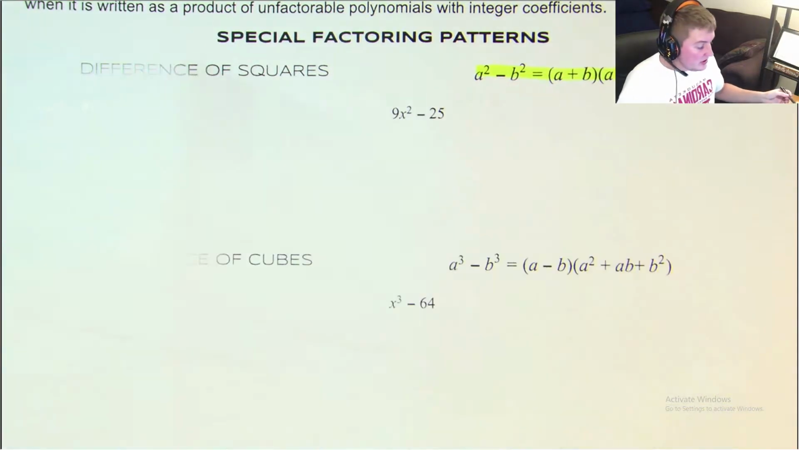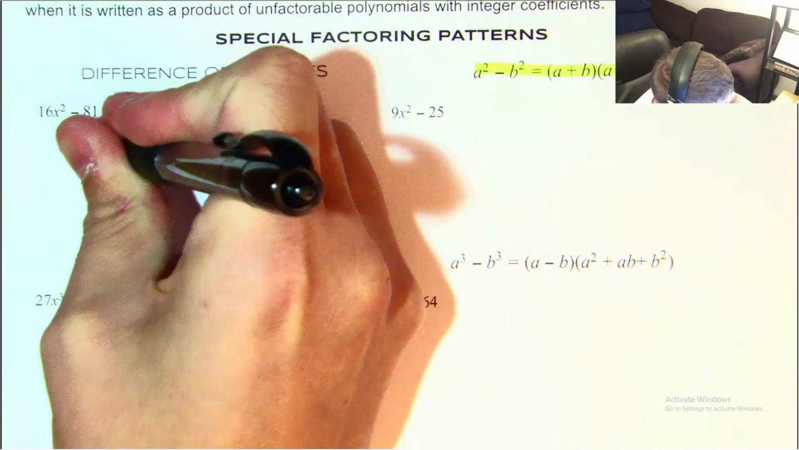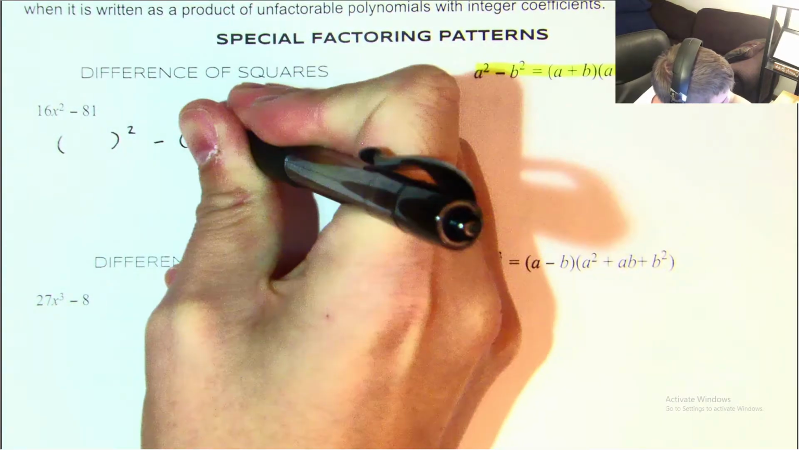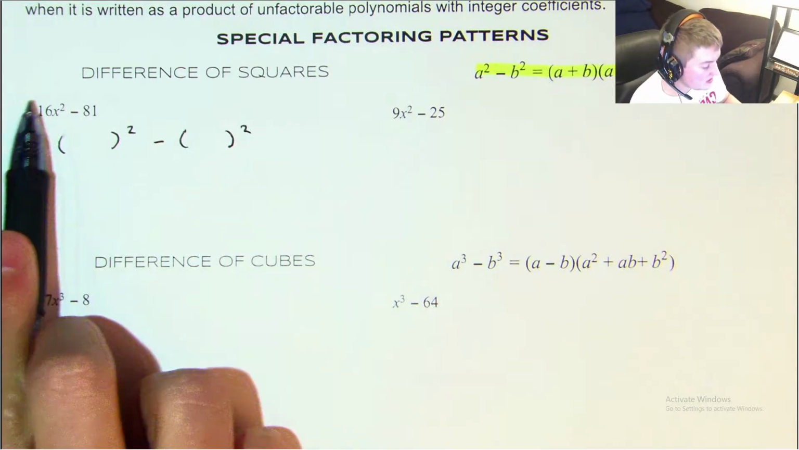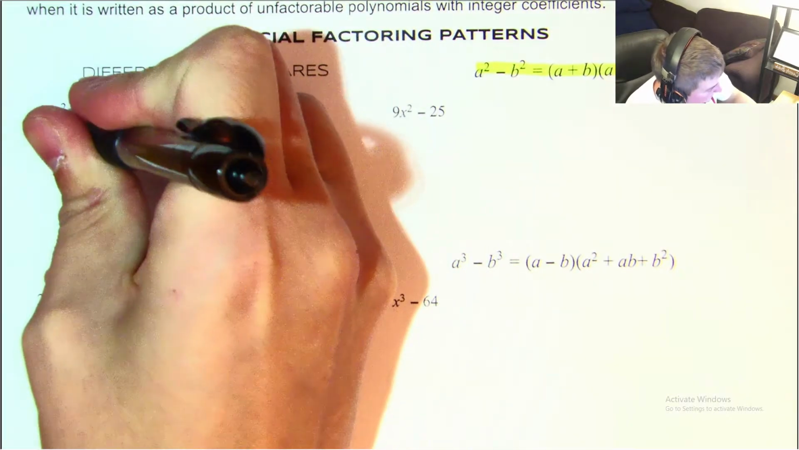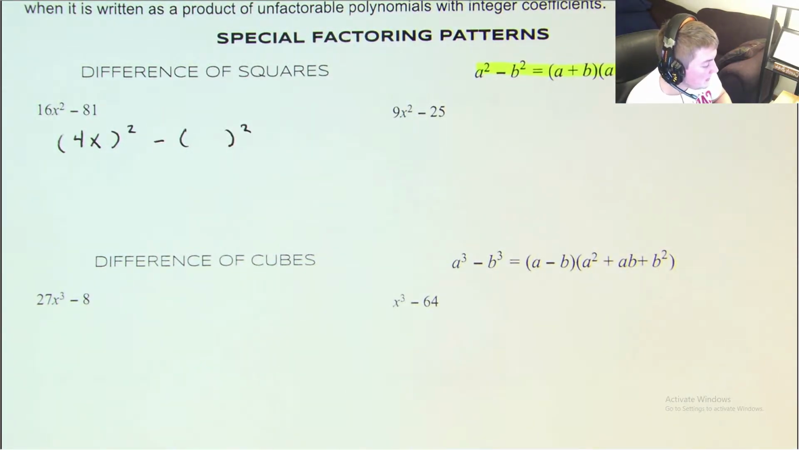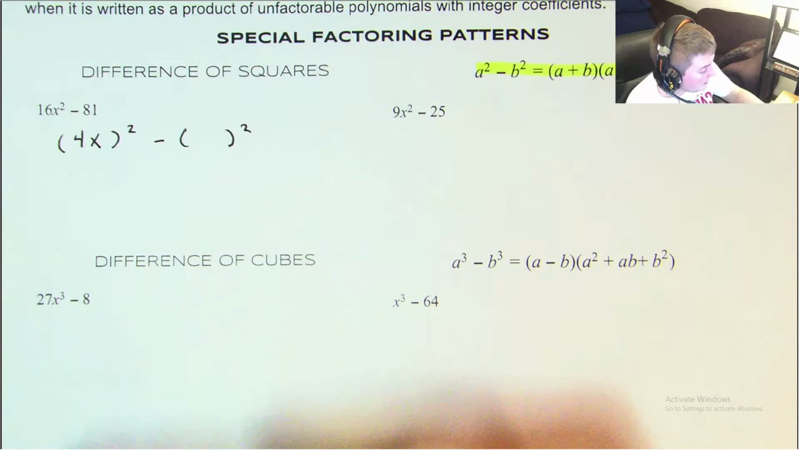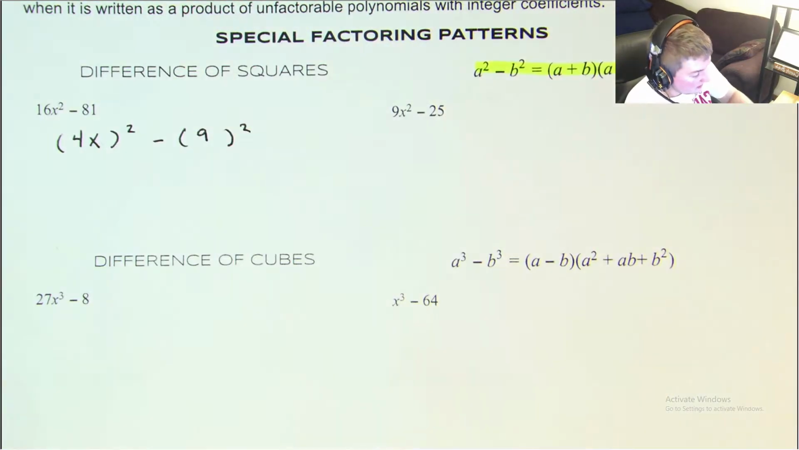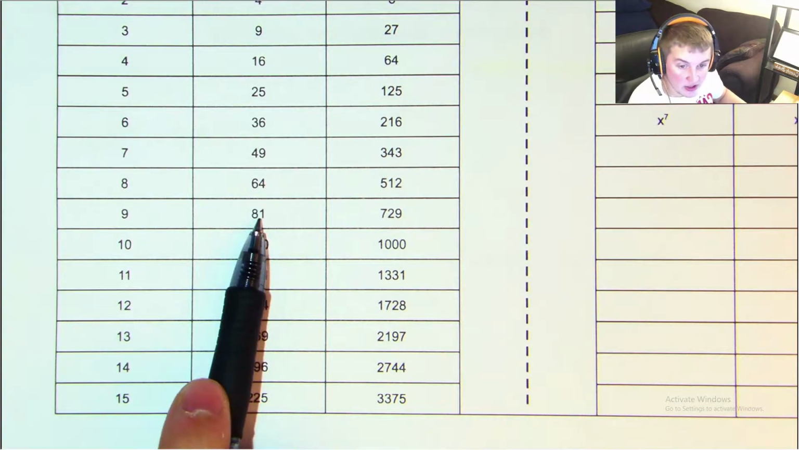So I'm going to rewrite this problem with 2 roots, each raised to a power. What's the root of 16x squared? What's the root of 16? It is 4. And what's the root of x squared? It's x. Then what's the root of 81? The root of 81 is just 9. You can see all of this on your chart: here's 81, and its root is 9.